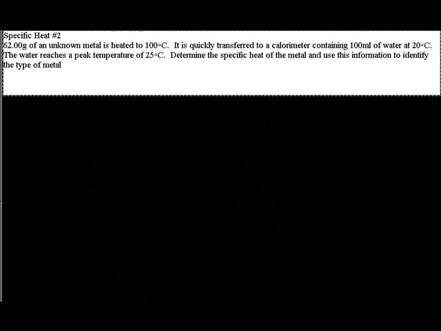This is specific heat problem number 2. It is more elaborate or more extensive, and in fact it is exactly the problem that you were asked to solve in the lab of specific heat of metals. So let's take a look at it. It says that we have 62 grams of an unknown metal, and we heat that unknown metal to 100. The most common way of doing this is putting it in boiling water. Let it sit there for several minutes, and the temperature of the block becomes the temperature of the boiling water, which is always 100 degrees Celsius.